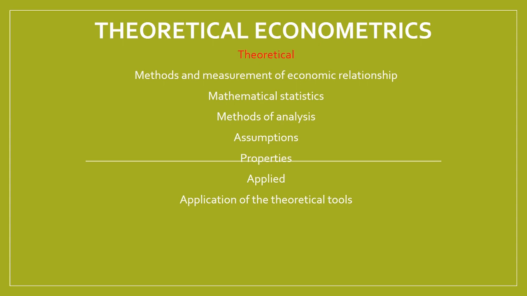This is the major difference between these two types of econometrics, theoretical econometrics and applied econometrics. Theoretical econometrics is actually model building and the creation of assumptions, then the properties of the assumptions, and the proof of what happens if the assumptions are violated. All these categories are given in theoretical econometrics. Whereas in applied econometrics, the application of theoretical econometrics is mainly done.